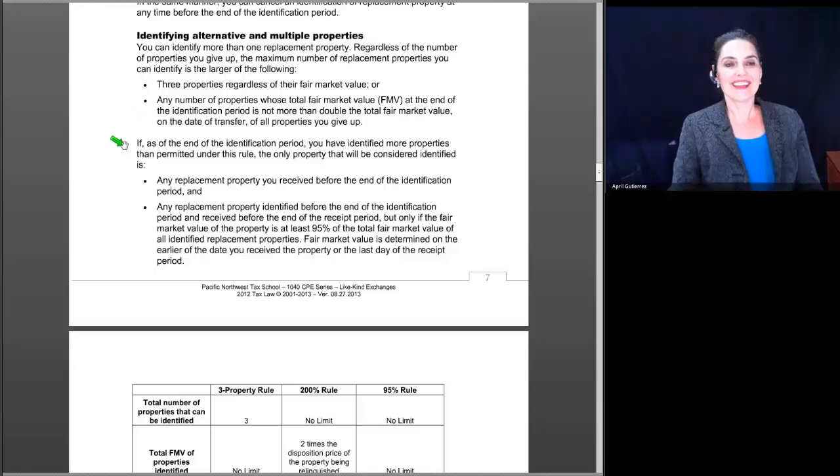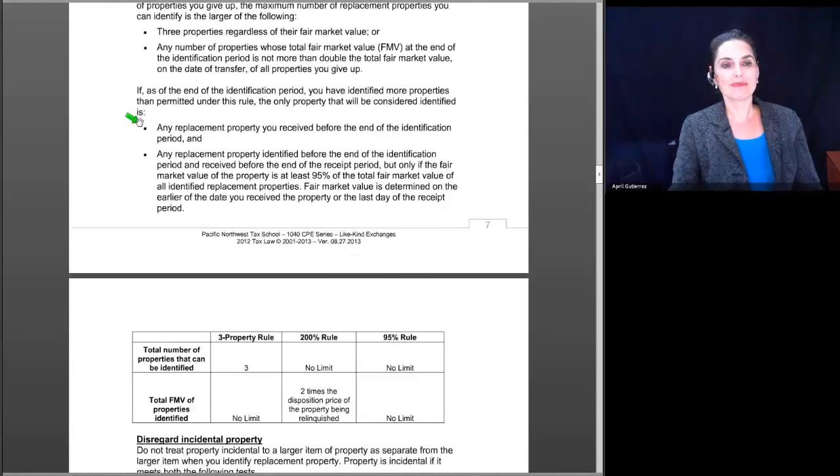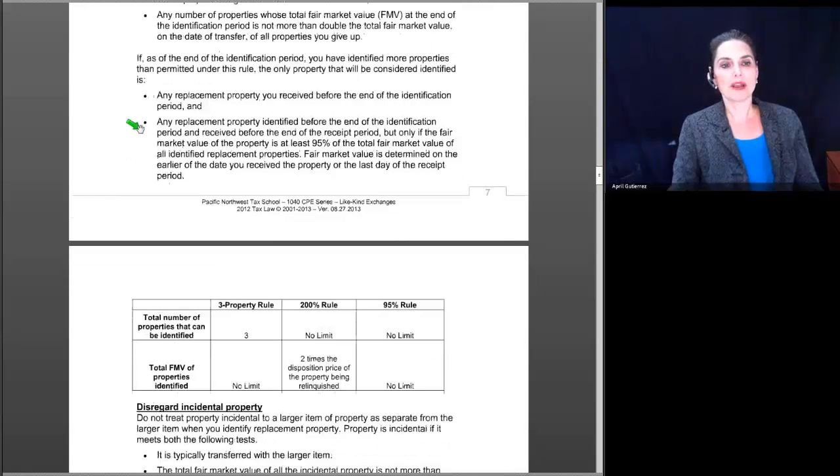If, as of the end of the identification period, you have identified more properties than is permitted under this rule, the only property that will be considered identified is any replacement property you received before the end of the identification period, and any replacement property identified before the end of the identification period and received before the end of the receipt period, but only if the fair market value of the property is at least 95% of the total fair market value of all identified replacement properties.